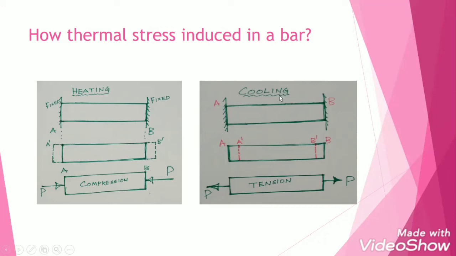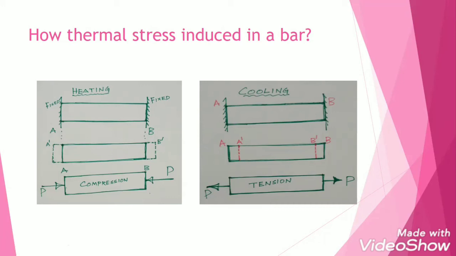In case of cooling, reverse things will happen. Again, we have taken a bar which is fixed on both sides. Now the temperature has been dropped by 80 degrees centigrade. When the temperature drops by 80 degrees centigrade, then what will happen? The molecules of this bar will contract. That means your original length, which was AB, now A will come inside up to A dash, B will come inside up to B dash, if fixed surfaces are not there. But because of the fixed surfaces on both sides, they will not allow the contraction of the material when the temperature has been dropped by 80 degrees centigrade.